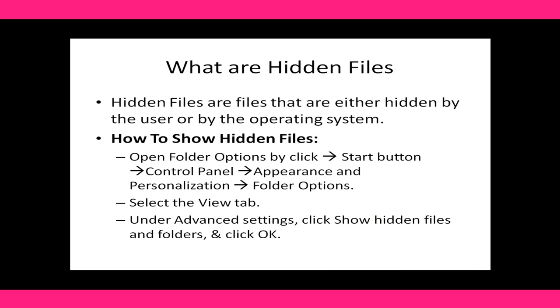So, what are hidden files? Hidden files are files that are either hidden by the user or by the operating system itself. How to show hidden files? Well, you'll need to go and open the folder options dialog box, and you do that by going to the start button, then the control panel, then appearance and personalization, and then the folder options. Select the view tab. Under the advanced settings, click show hidden files and folders, then click OK.